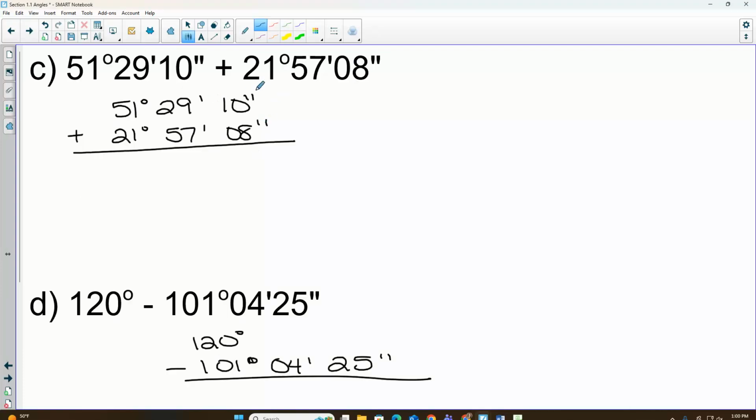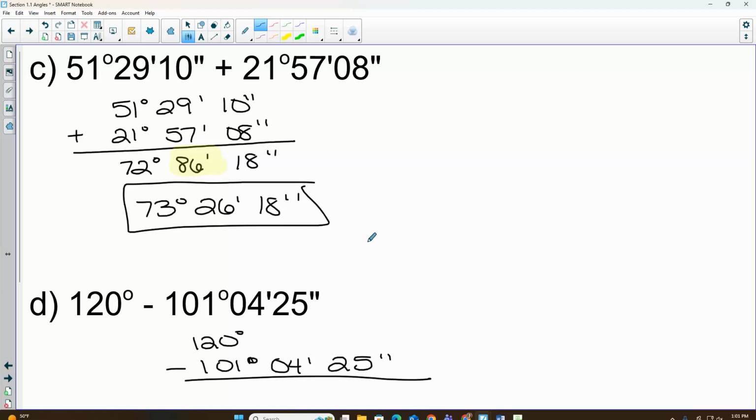All right, so the first one, I didn't do one with minutes and seconds, but we do it the same. You add your seconds together, so we should get 18 seconds. You add your minutes together, so you get 6 minutes. You add your degrees, so you get, okay. Are there any problems with this? 86 degrees, that's too many degrees. If it's over 60 minutes, we have to take away 60 minutes and turn it into a degree. So that would be 73 degrees, 26 minutes, 18 seconds. Did we get that one?